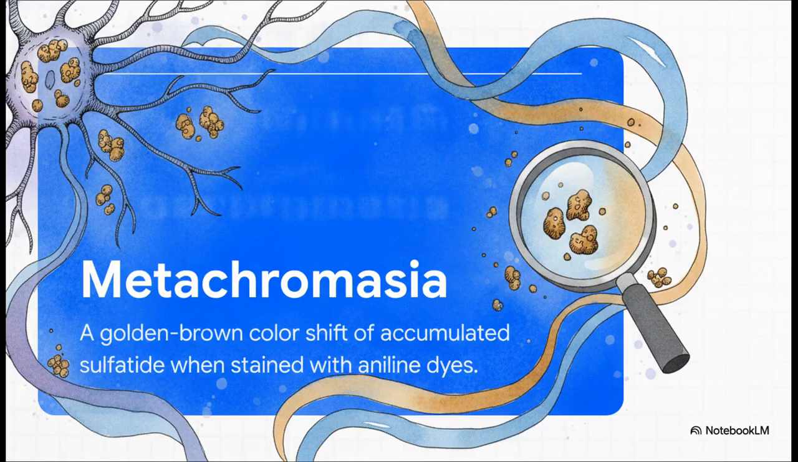And speaking of that biopsy, this brings us perfectly to exam trap number 4, the etymology question. When you take that accumulated sulfatide and stain it with aniline dyes, like toluidine blue or cresyl violet, instead of getting the expected blue color, you get this really unique golden-brown color shift. This specific histochemical finding, those metachromatic granules, is literally where the disease gets its entire name.